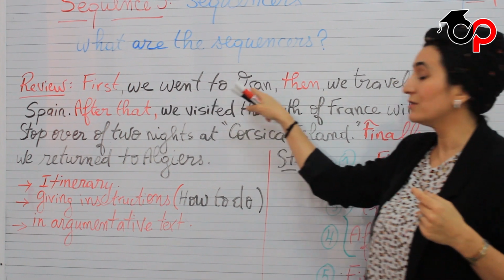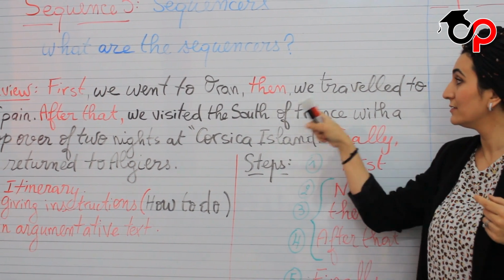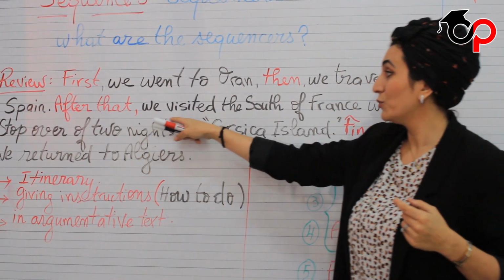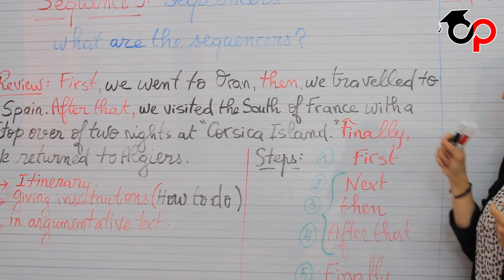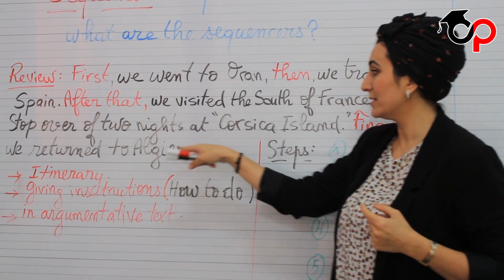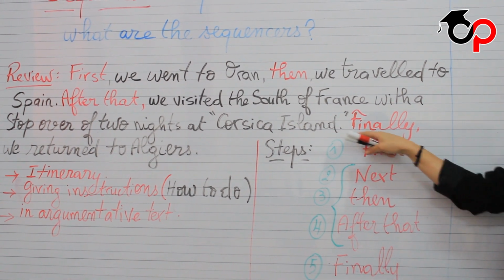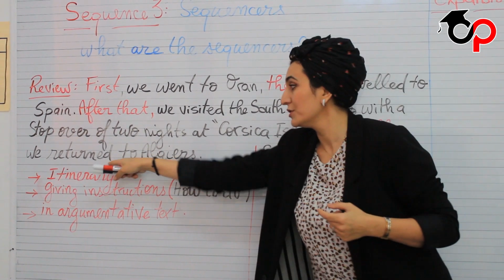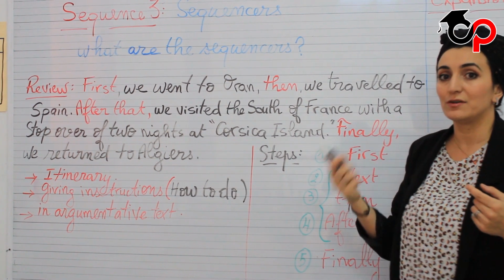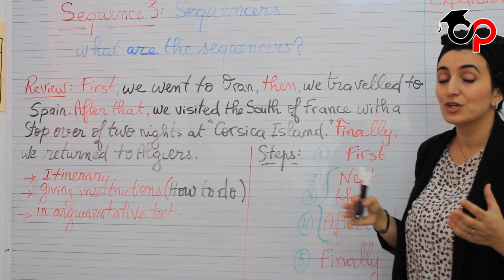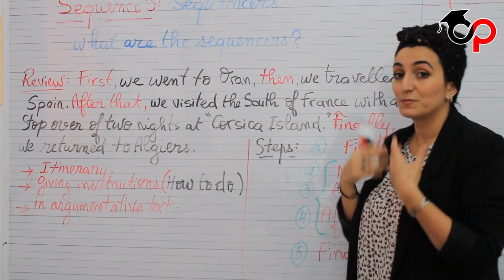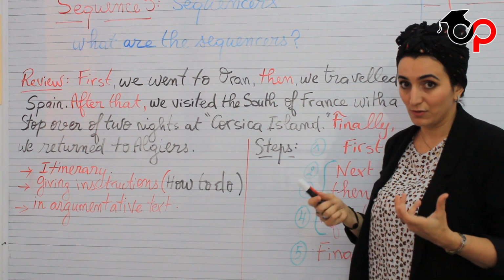First, we went to Oran. Then, we traveled to Spain. After that, we visited the south of France with a stopover of 2 nights at Corsica Island. Finally, we returned to Algiers. Do you remember? When you describe your itinerary, okay? You have to use some words to organize your ideas, okay? To organize your speaking and your writing as well, okay?